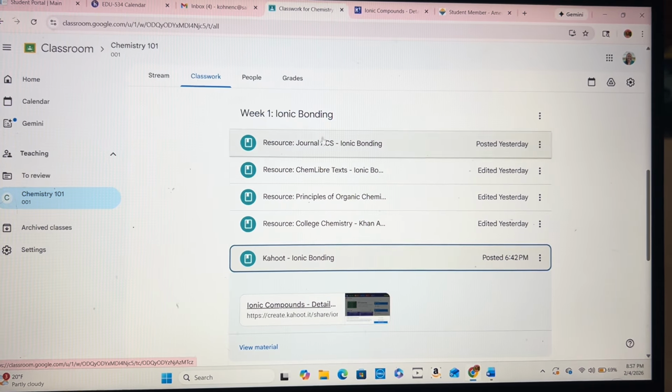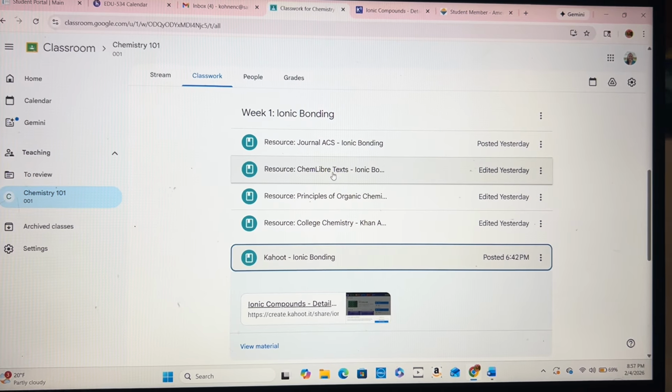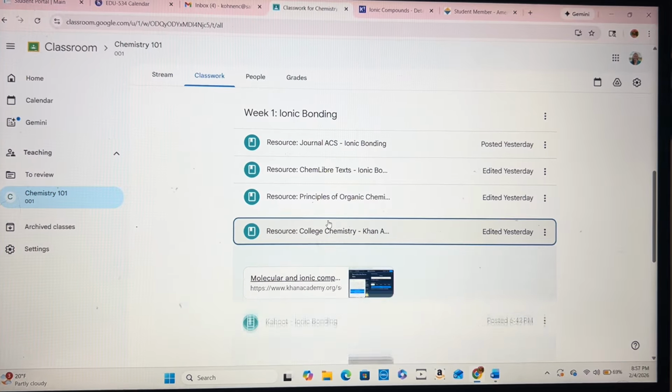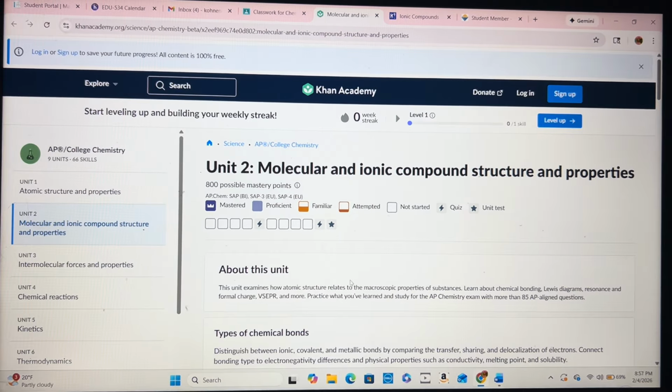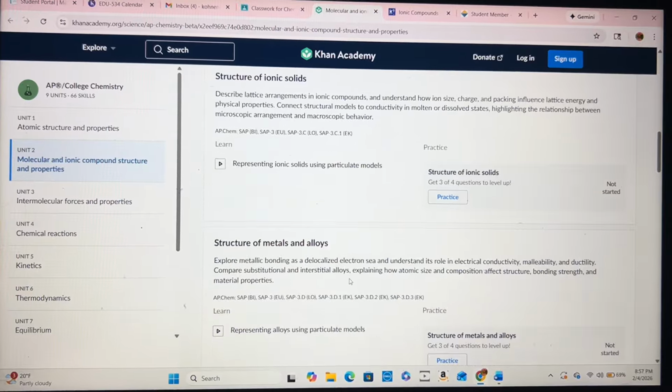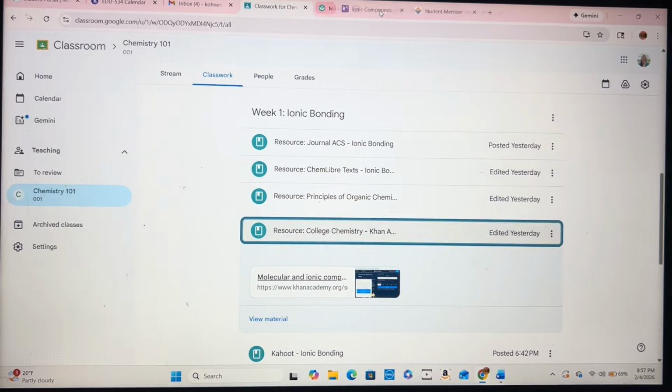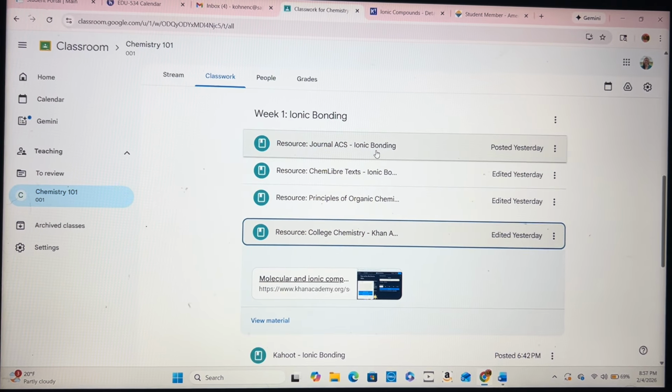And then I have also included multiple resources here. Some of them are just college texts, access to some Khan Academy, different things that the students would have to read potentially during the week to be able to complete the required assignments.